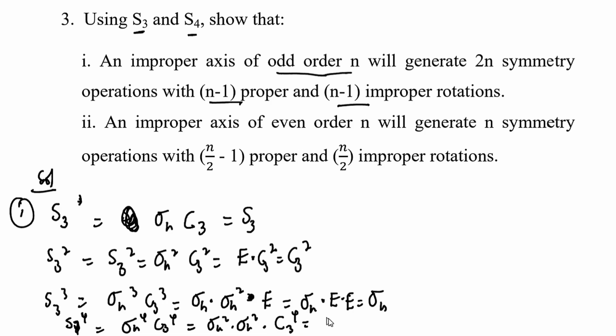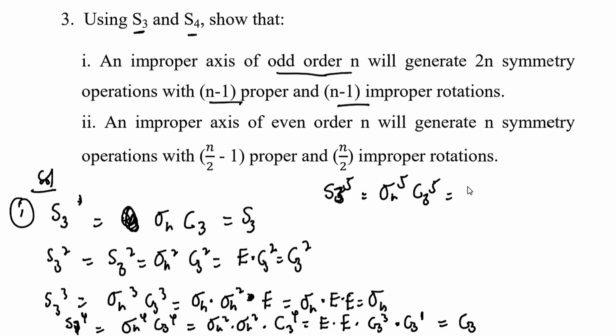So we're going to have identity, and in this case we can bring this out to be C3^3 and then C3^1, right? So basically we're going to have 3 identities, so that's going to be C3, right? So let's look at S3^5. So that's going to give us sigma_h^5 and C3^5.